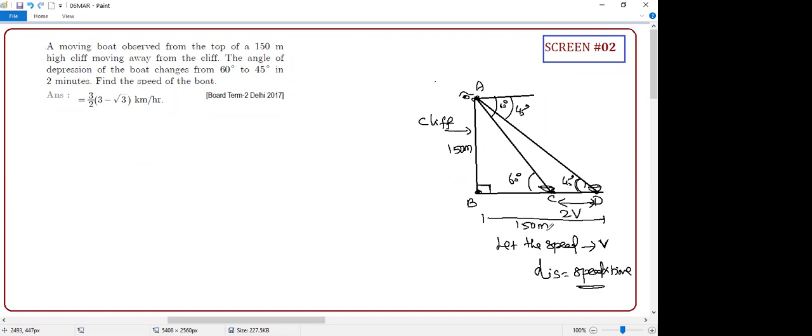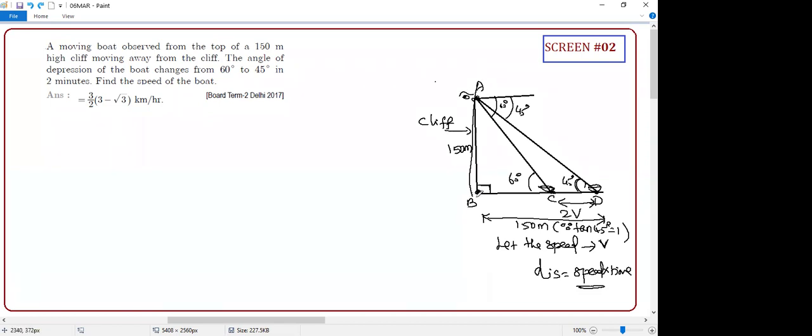Opposite equal to adjacent, 150. What is the reason you will say? Since tan 45 degree equals 1. Sir, my teacher is not allowing us to write this. You can write it, no problem, but for board exam level, this will carry the marks. This is sufficient.